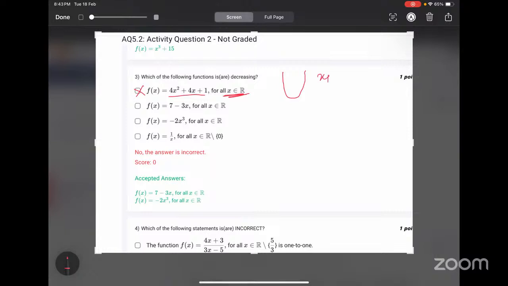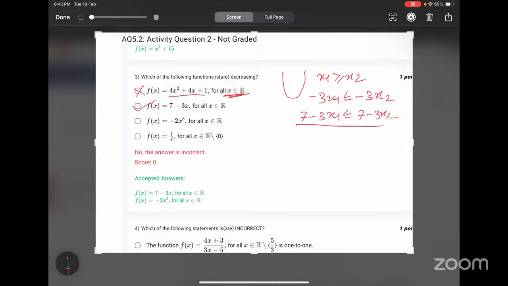If x1 is greater than or equal to x2, then minus 3x1 will be less than or equal to minus 3x2, right? And 7 minus 3x1 is less than or equal to 7 minus 3x2. That means the reverse inequality, so this is a decreasing function. Is it fine? Yes, minus is there. That is why it is decreasing. X is having a minus.